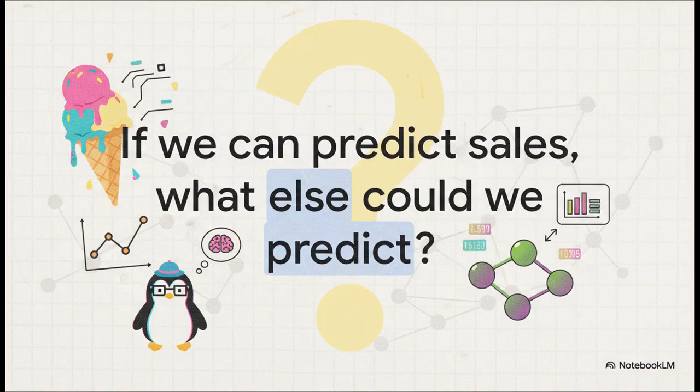So, if this same basic idea can be used to predict ice cream sales, or help diagnose diseases, or classify animals, it kind of makes you wonder, what are the limits? What other huge, complex questions are we just one good data set away from answering?